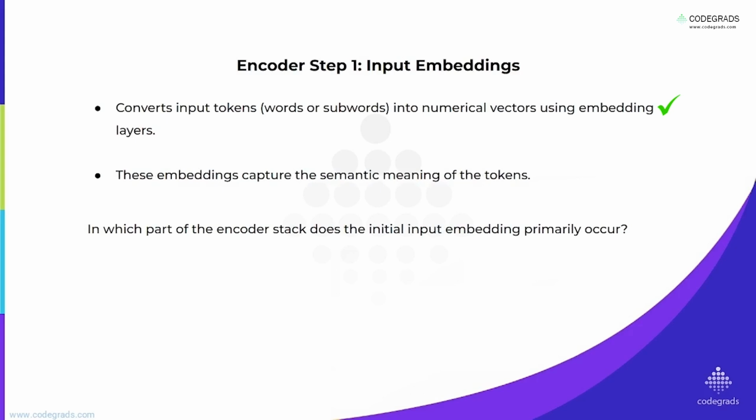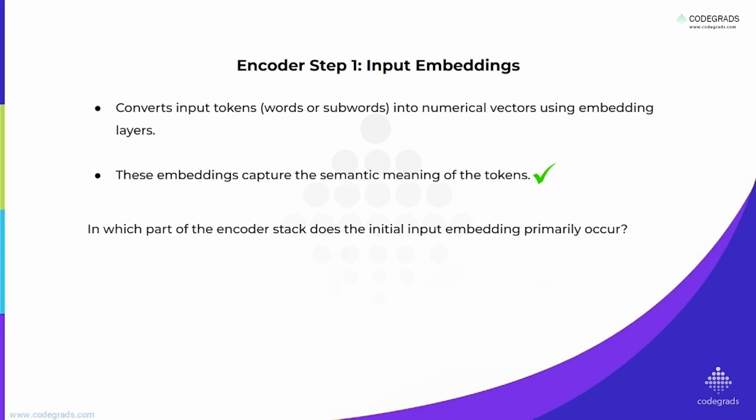Whenever the word is passed to a model, the encoder does the input embedding. So converting the words into the numerical format called the embedding, and we can also say numerical vectors. So converting input tokens, words or subwords into numerical vectors using embedding layers. Now, these embeddings capture the semantic meaning of the token.